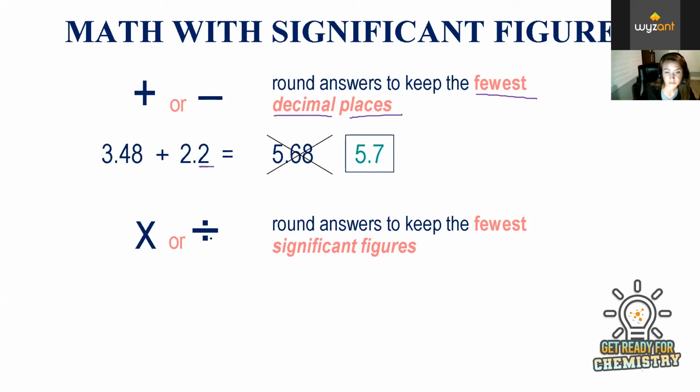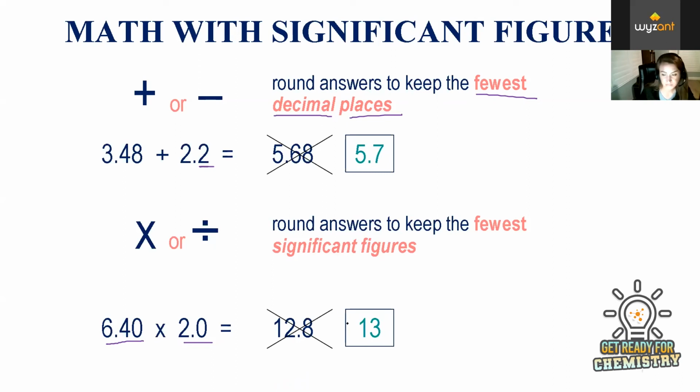And then for multiplication and division, round answers to keep the fewest sig figs. So this number has 3 sig figs. This one has 2. So my answer should have 2 sig figs to model after the weakest number here. So my answer is technically 12.8, but if we rounded this to 2 sig figs, this would be 13 total.